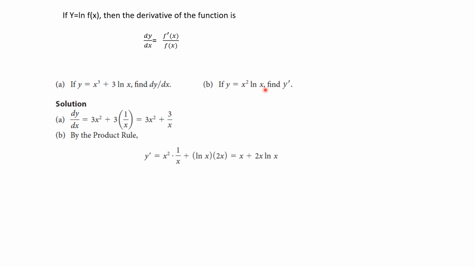We have to write down the first function, then times the derivative of the second function. The second function is the natural log function, so we follow the rule for the logarithm function. The function of x is x, the derivative of x is 1, divided by the function, which is x, then plus the second function times the derivative of the first function. The first function is x squared, its derivative is 2x. So at last we get x plus 2x ln x.